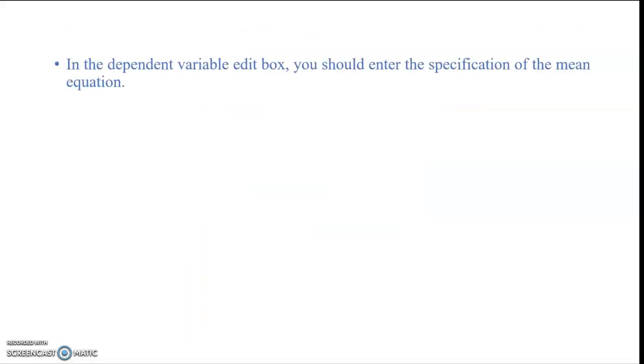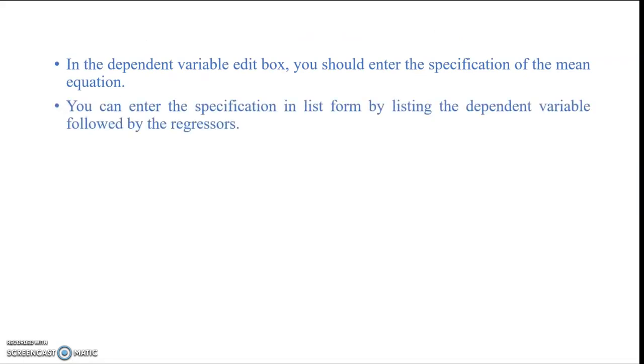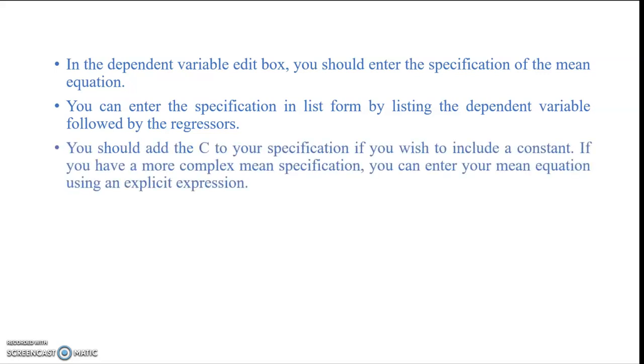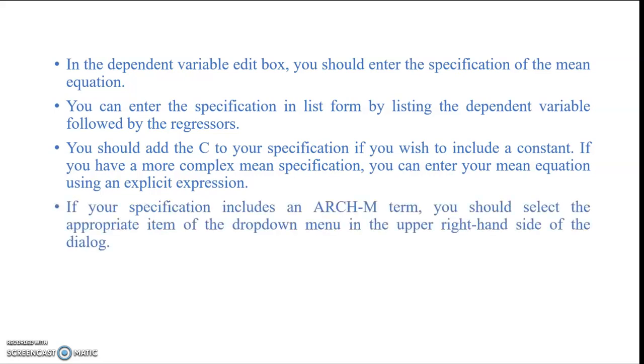In the dependent variable edit box, we should enter the specification of the mean equation, which I just referred to. Then we can enter the specification in list form by listing the dependent variable followed by the regressors. We may also add C to our specification if we wish to include a constant term. If we have a more complex mean specification, we can enter our mean equation using an explicit expression.